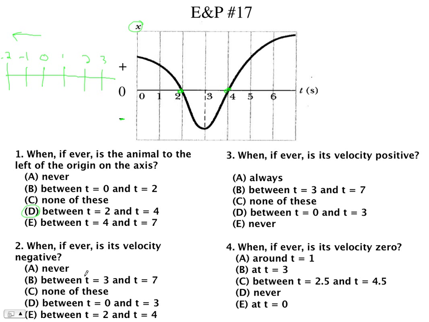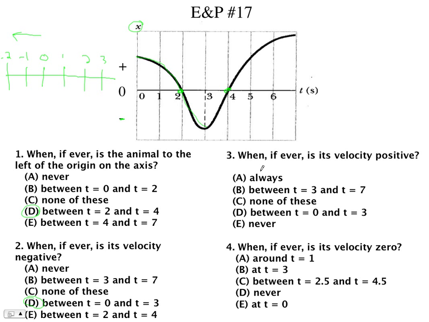When, if ever, is the velocity negative? Remember, the slope of a position graph is velocity, so whenever the slope is negative, the velocity is negative. And we start out with a negative slope. It stays negative all the way to t equal 3, and then it goes positive. And so between 0 and t equal 3, D is the right answer.